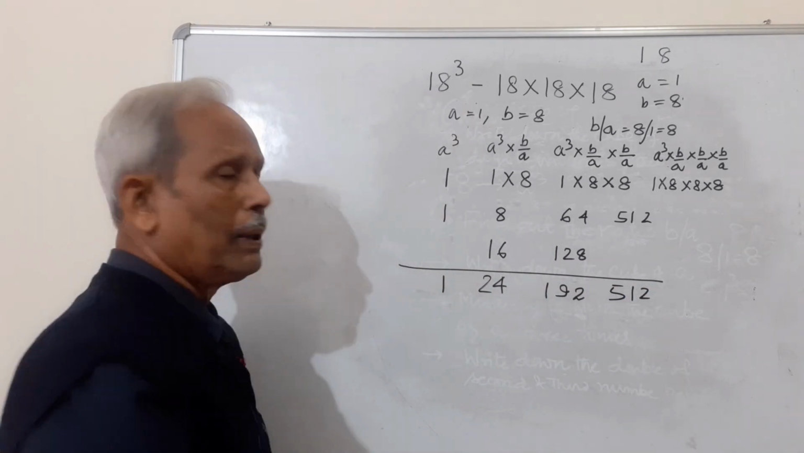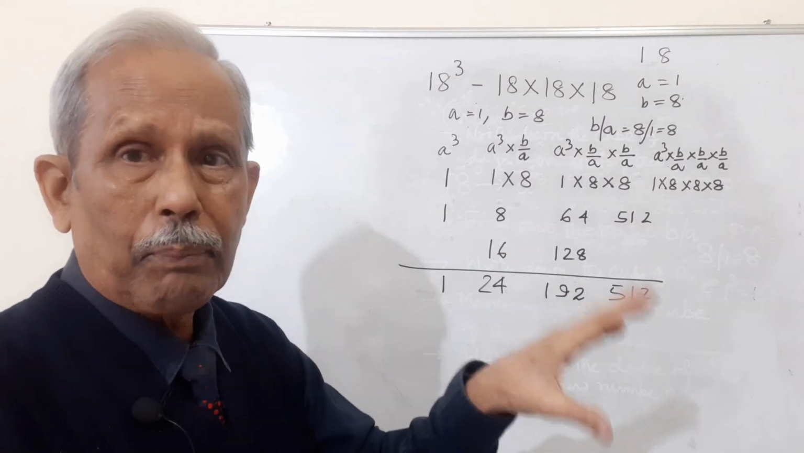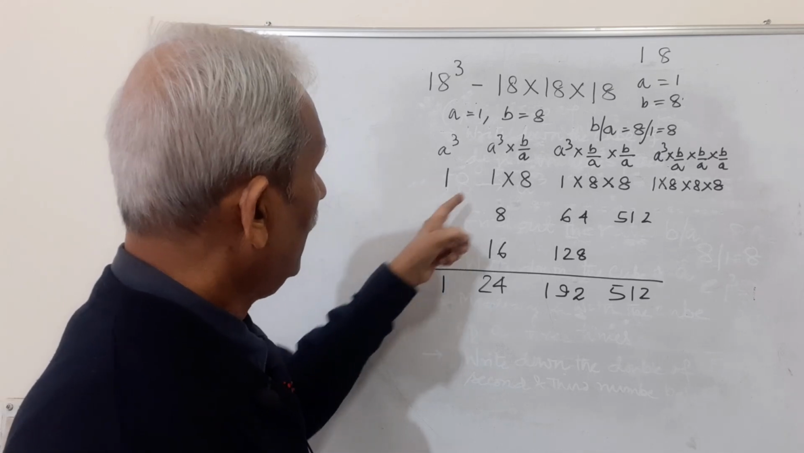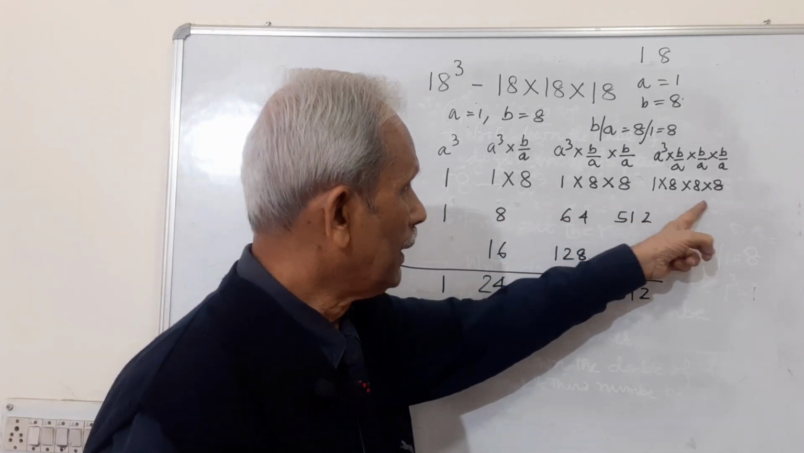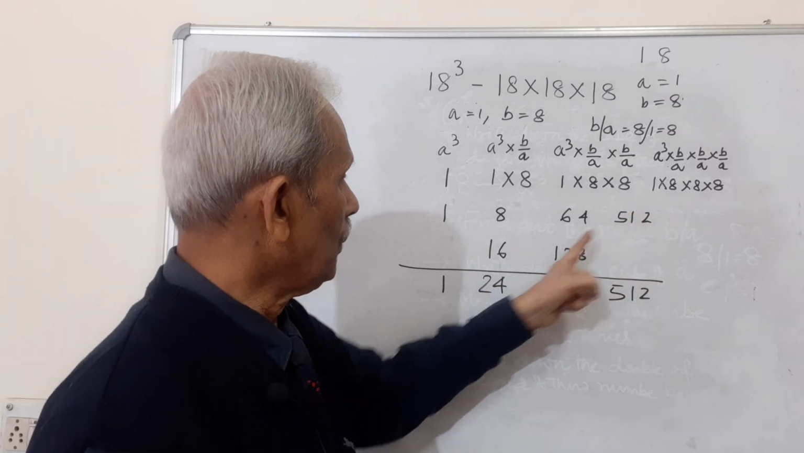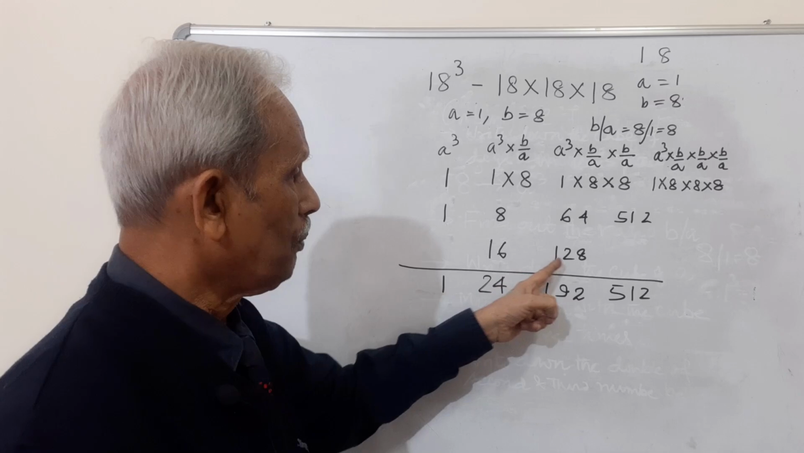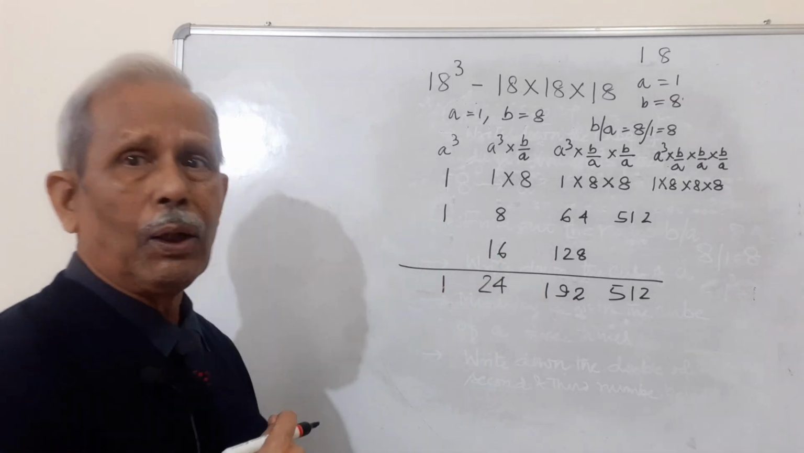I hope you have understood now. Now we have got the result, but you have to write it in a particular way so that we can get the answer. What have you done? 1 here, 8 into 1 is 8, 8 into 8 into 1 is 64, 3 times 8 multiplication into 1 is 512, double of 8 is 16, double of 64 is 128. Now add all this. Now we have to place it below each other.